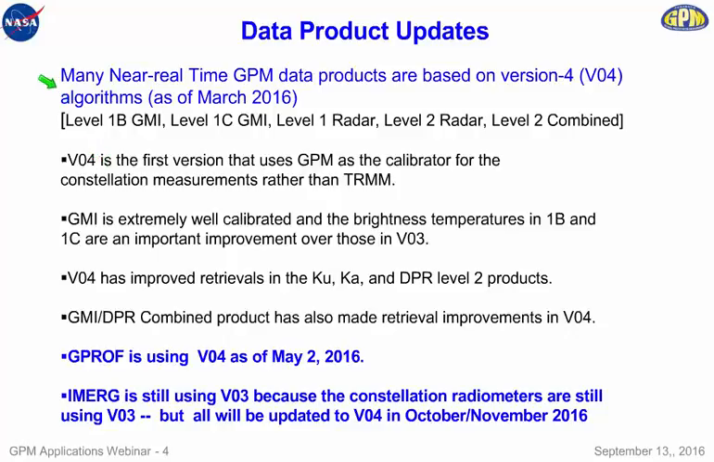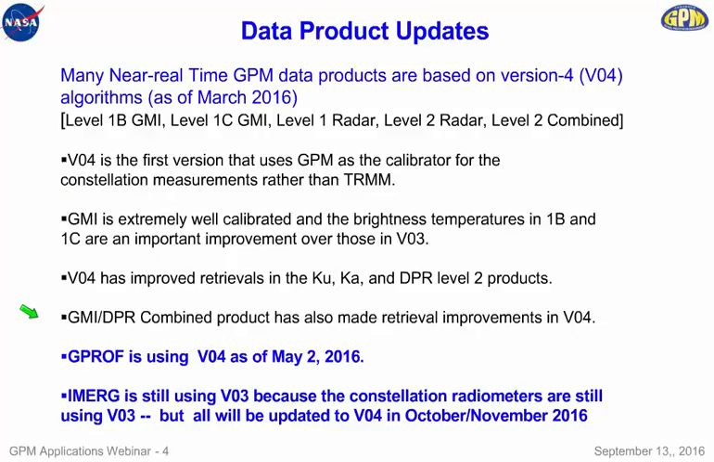So the GPM products are constantly improving right now. We had version 3 last year, and then all the constellation satellites were slowly moving to version 4. Similarly, GPROF, which is the GMI algorithm, also switched to version 4 in May. So most of these are now available in version 4. That's the latest version.